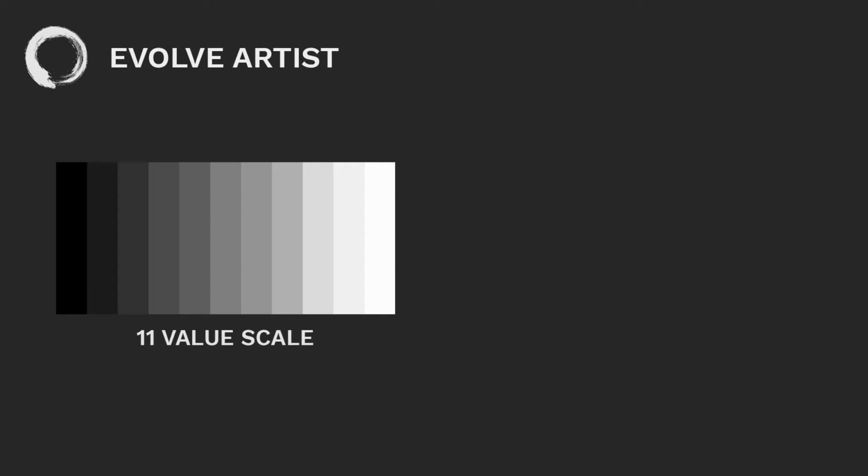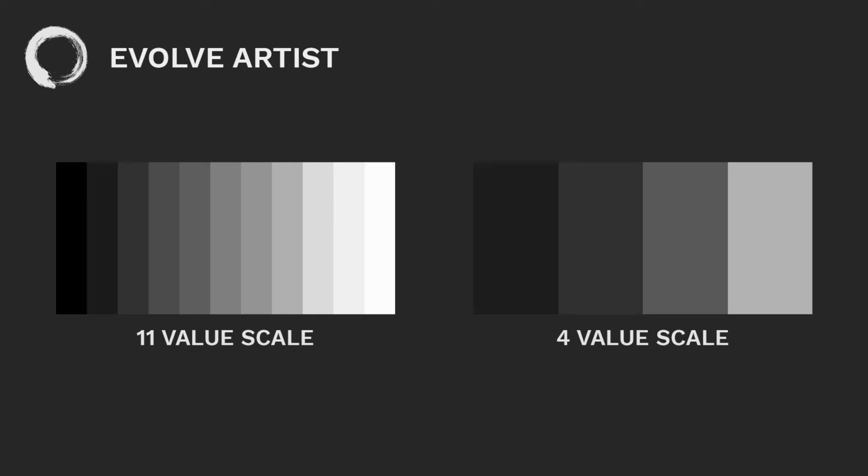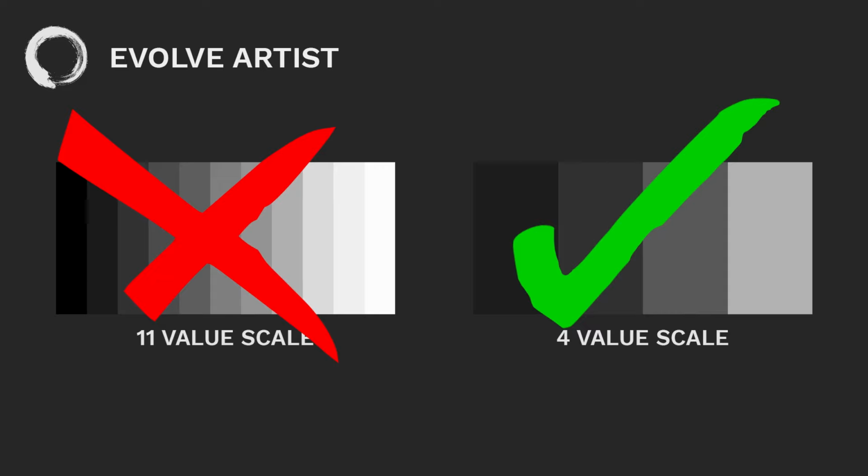Now, artists will often use a value scale for matching their values in art. And you may have seen a 9 value scale, a 10 value scale, 11 value scale, but that's actually overkill. It's overcomplicating the process if you want to gain a fundamental understanding of values. And here's why. Well, think about it this way. The mark of a master is not in how complicated they make it, but in how simple they make it seem. Simplify it. You are much better off starting with a 4 value scale, and this is how Evolve teaches.